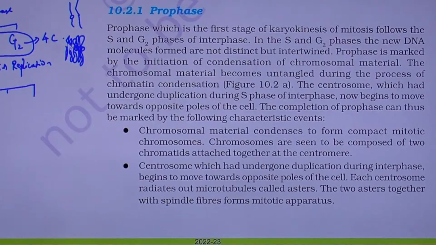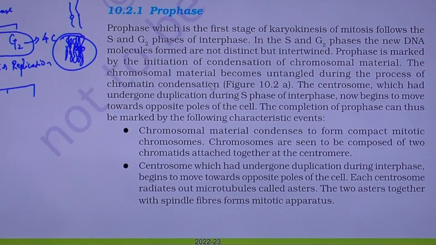So condensed like this, genetic material in prophase. So condensed means what? Condensed means shrunk, and then thickness. So it will be like this. So here condensation takes place in the prophase.